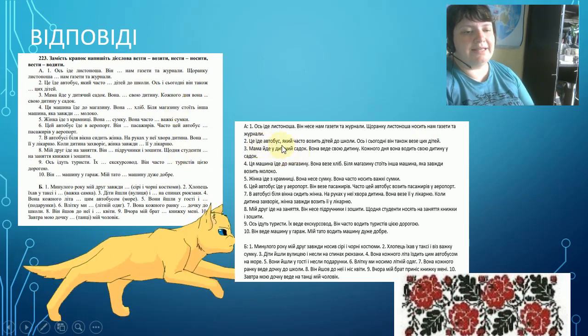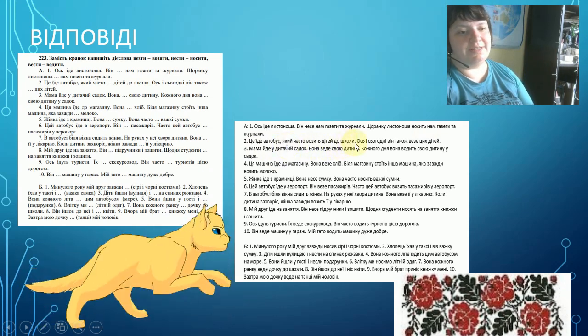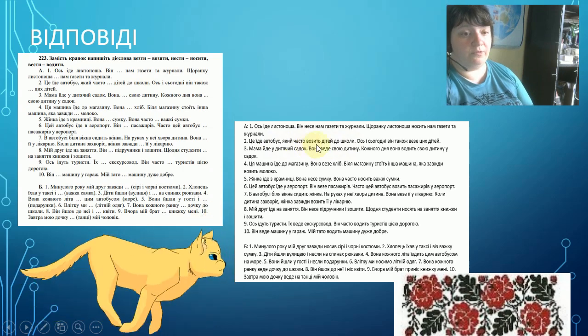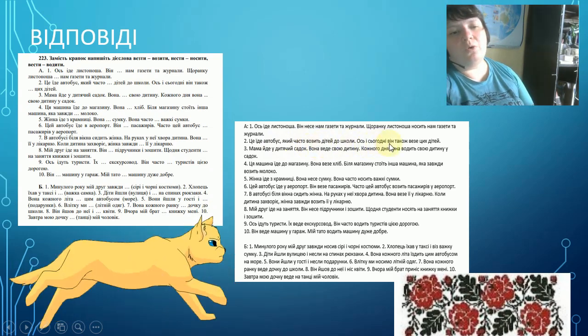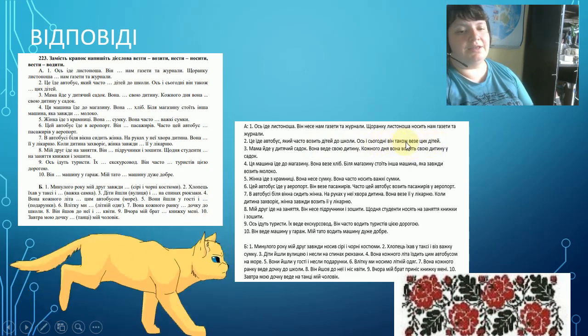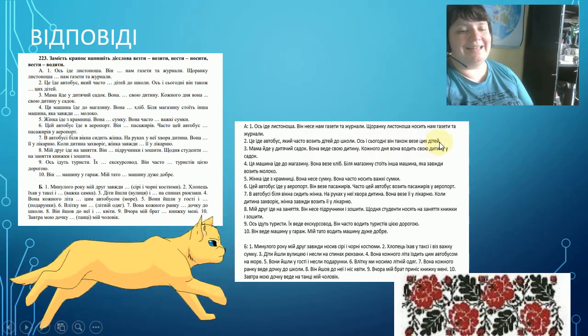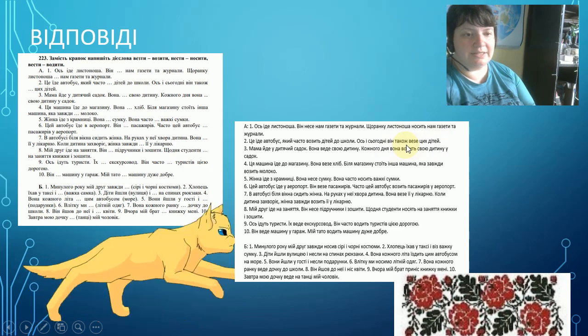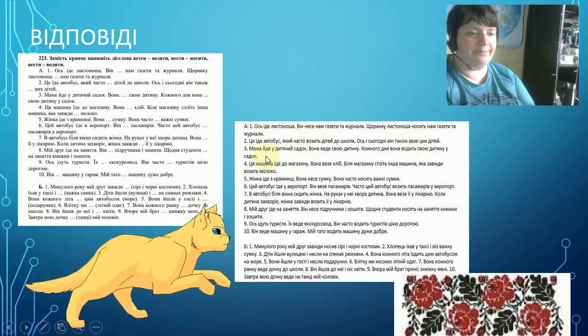Next. Це їде автобус, який часто возить дітей до школи. Here comes the bus, which often drives children to school. So, he does it often, so we use this form, возити. Ось і сьогодні він також везе цих дітей. So, today he is also driving these children. And here, yes, везти. So, the form is везе. So, you see that here is continuous, a process, and here he does it every day.